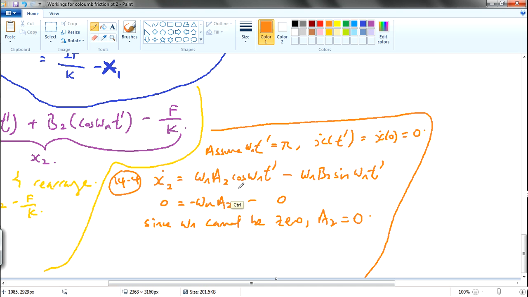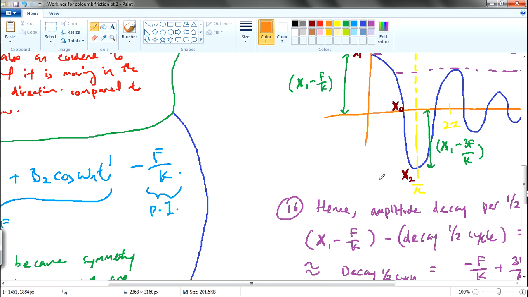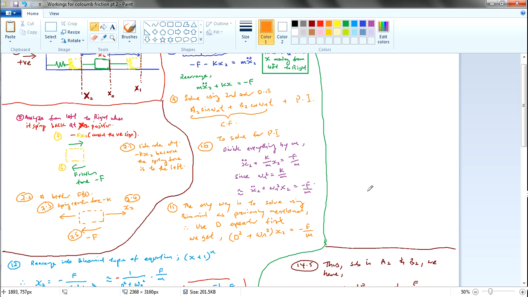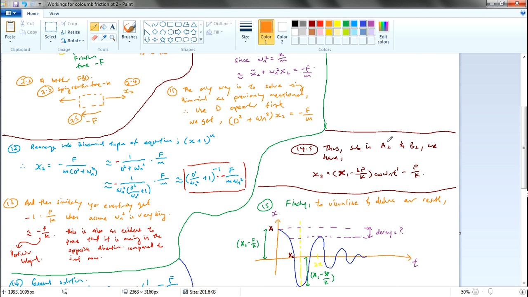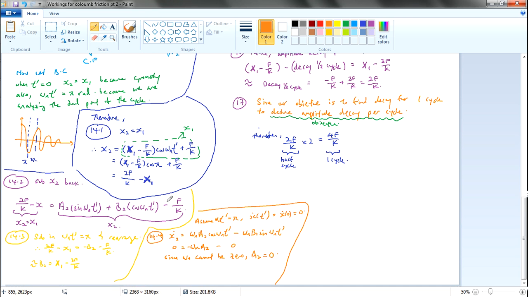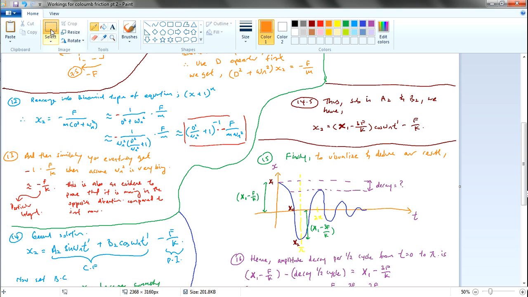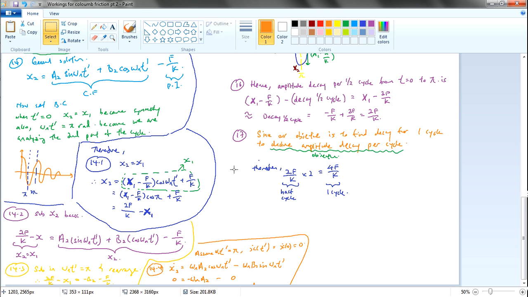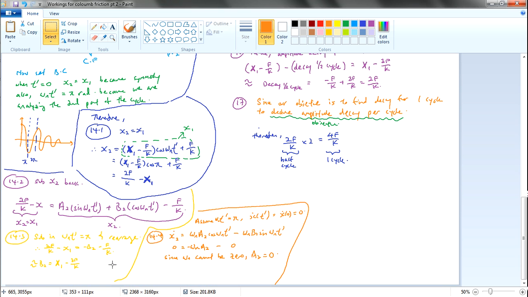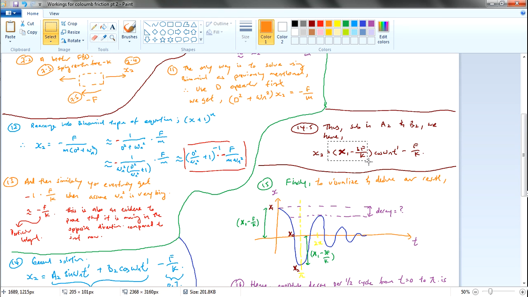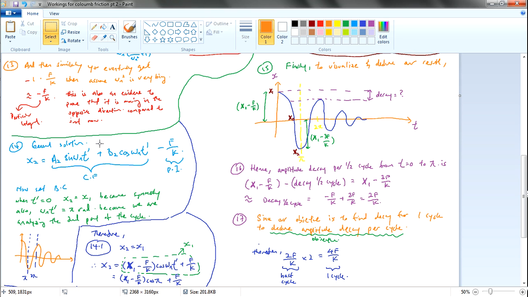So since we know a2 and b2, let me see. We sub in our a2 and b2 over here, step 14.5. We have a lot of steps. So just sub it in over here: x2 is equal to x1 minus, so this portion here reflects this portion here, x1 minus this one. We just sub in b2 and a2.